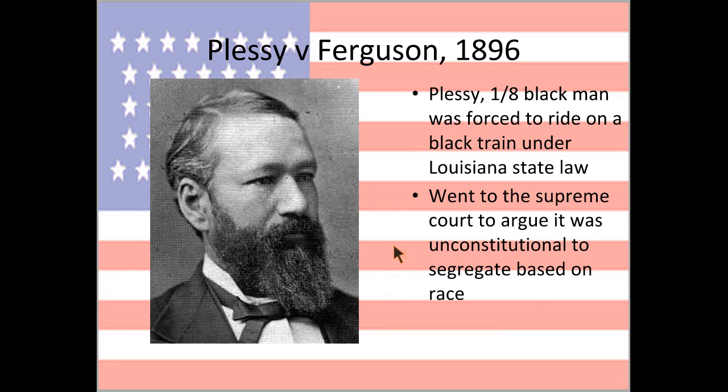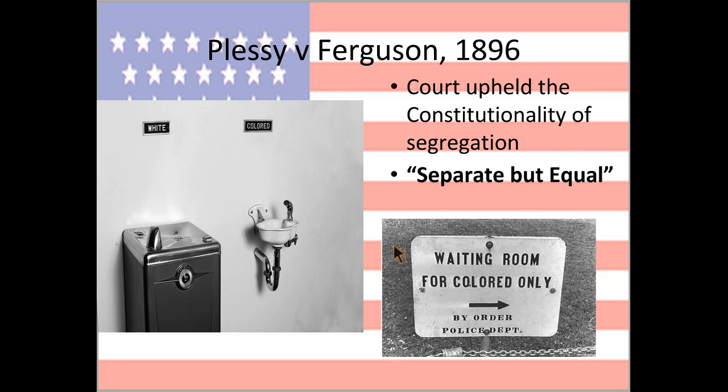The next thing is Plessy versus Ferguson, and this is in 1896. Plessy is a one-eighth black man, and he was forced to ride on a black train under Louisiana state law. So he is majority white. But because he has somewhat of an African American descent, he is going to be considered a black man. And he's going to go to the Supreme Court and argue that it's unconstitutional to segregate based on race. Okay, so he's saying that he cannot be separated from white people just because he is considered black. So he is arguing against segregation.